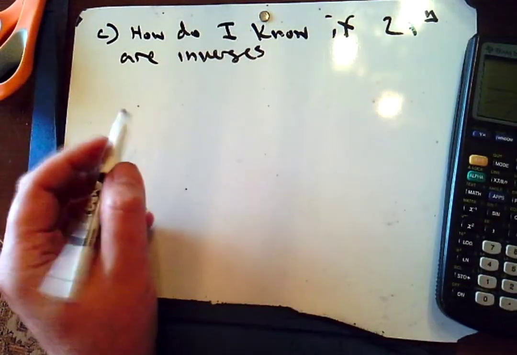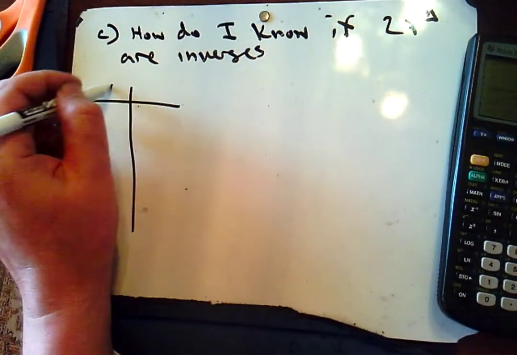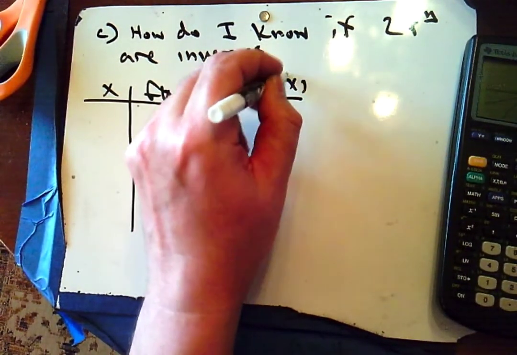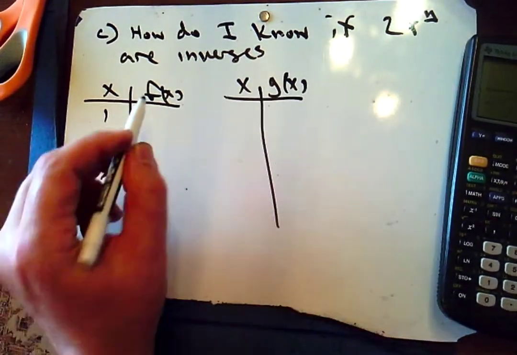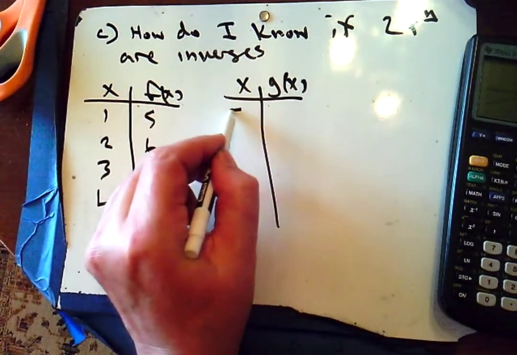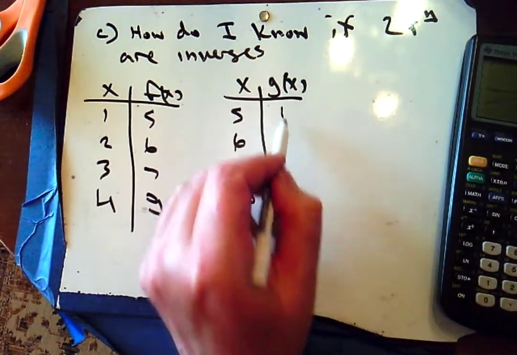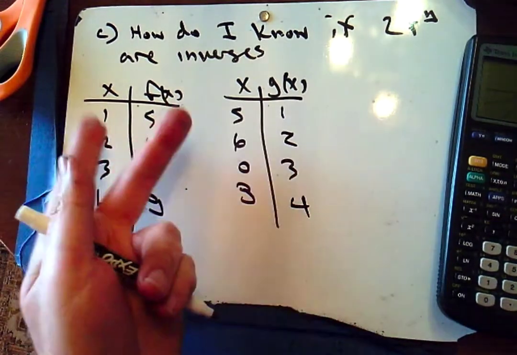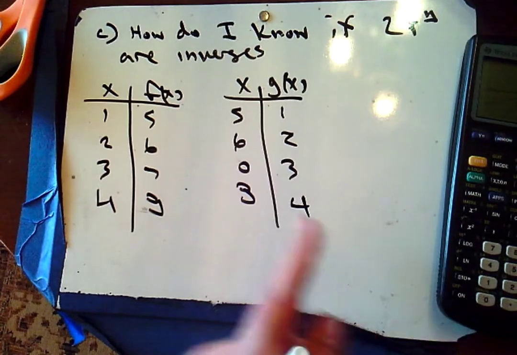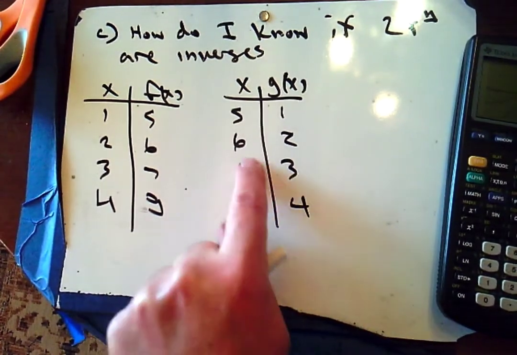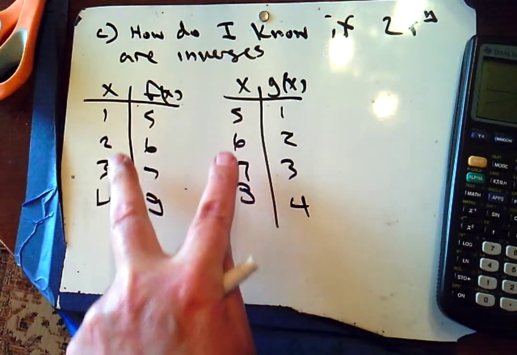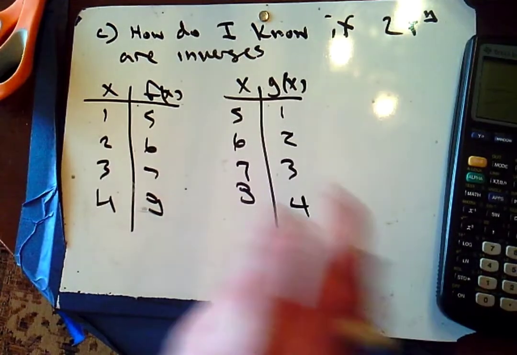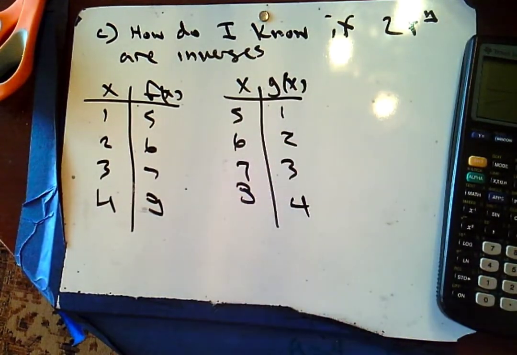Well, it depends on what we're given. If I'm given a t-chart, x and f of x, x and g of x, well, are these inverses of each other? Did I flip the x's and y's to get these? No. This should be 7. If this were 7, then all the ordered pairs would have x's and y's switched, and these would be inverses. So from a table, I'm looking to see if the ordered pairs have been flipped.